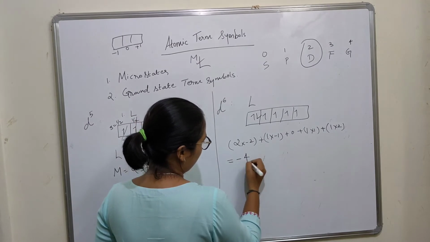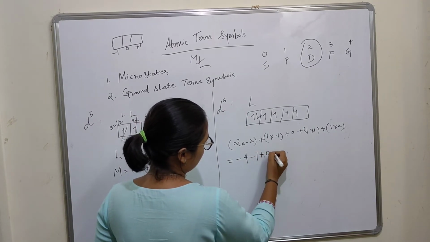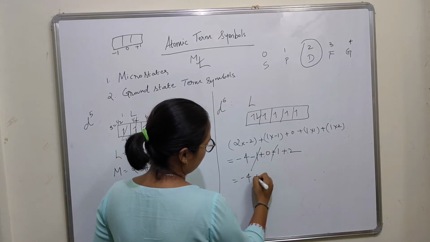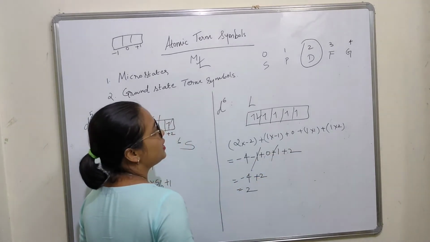So I have minus 4 minus 1 plus 0 plus 1 plus 2. This is going to cancel. So minus 4 plus 2 will give me 2. So L is going to be 2.